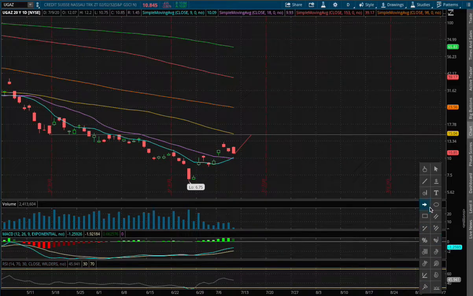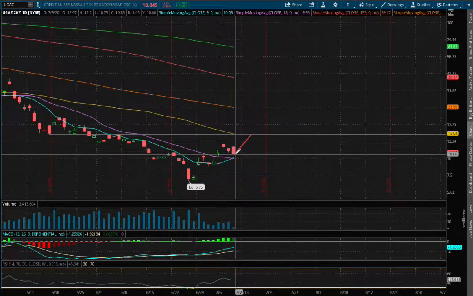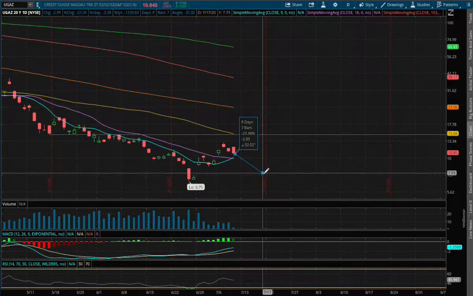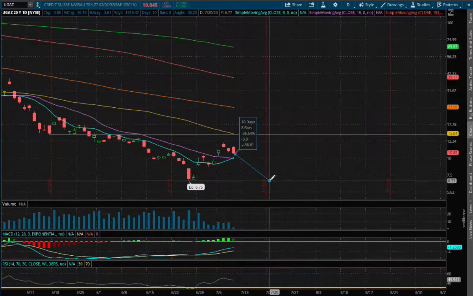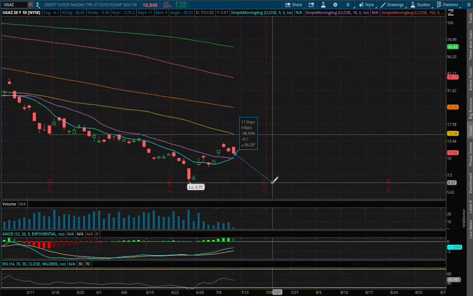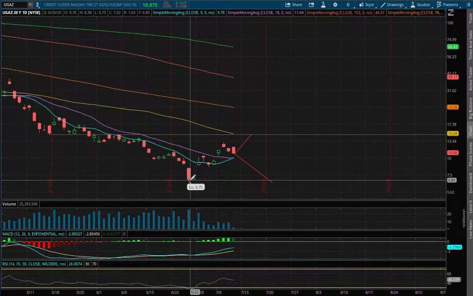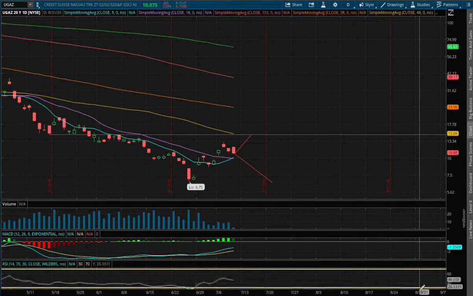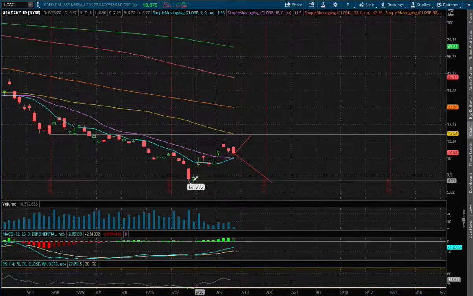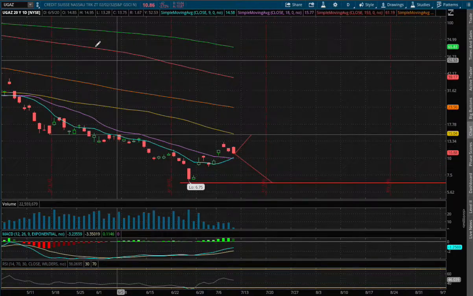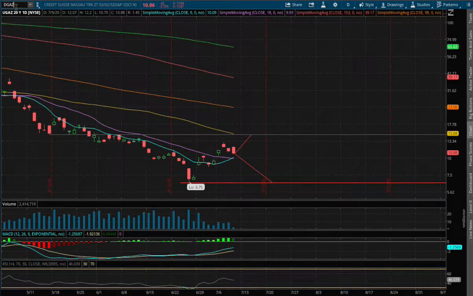So now to the downside, if UGAZ were to fall 38%, that price level is roughly around the price of $6.57, fairly close to where we made all-time lows of $6.75. So that is our support. So let's head to DGAZ.